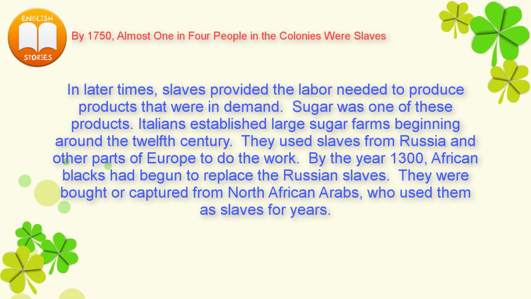Italians established large sugar farms beginning around the 12th century. They used slaves from Russia and other parts of Europe to do the work. By the year 1300, African blacks had begun to replace the Russian slaves. They were bought or captured from North African Arabs, who used them as slaves for years.